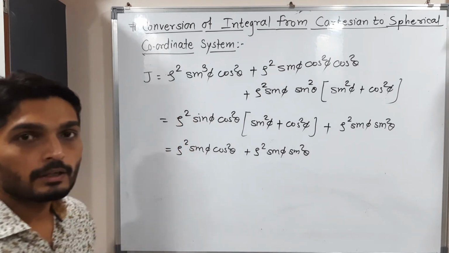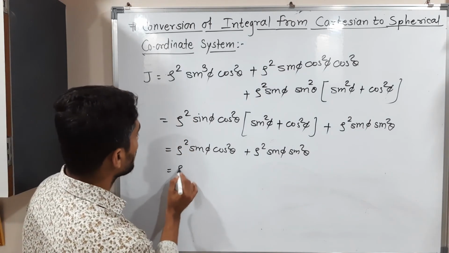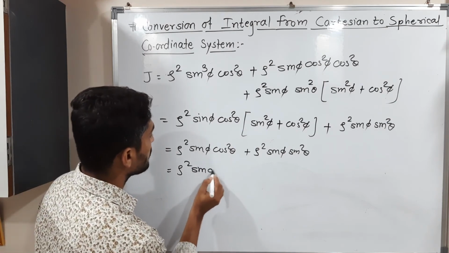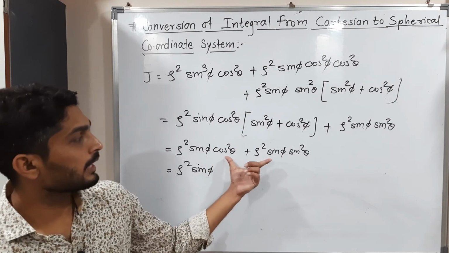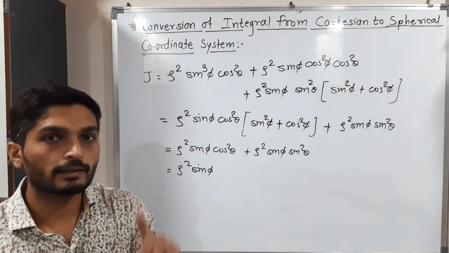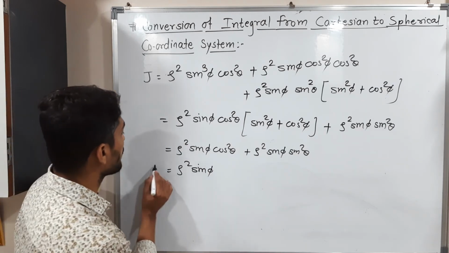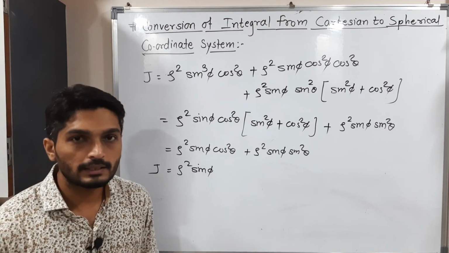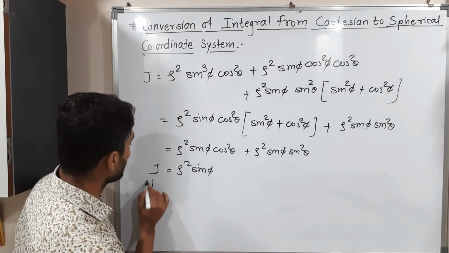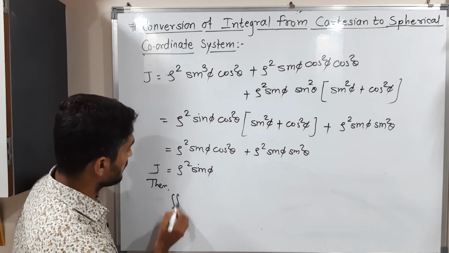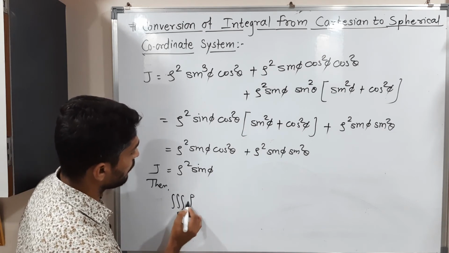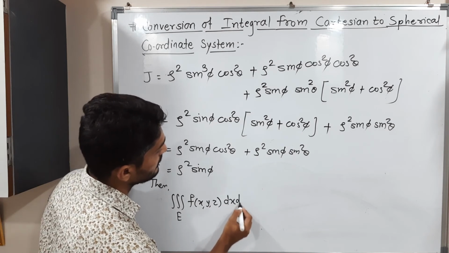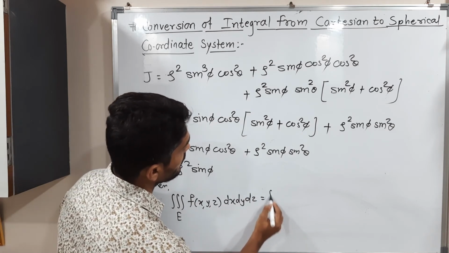Tell me what can we take common? We can take rho square common, and sin phi common. So in the bracket, what will we have? Cos square theta plus sin square theta, which is 1. So that means this is the required value of the Jacobian, rho square sin phi. So we got the value of Jacobian, so we can easily write the triple integration over E of f of x y z dx dy dz.